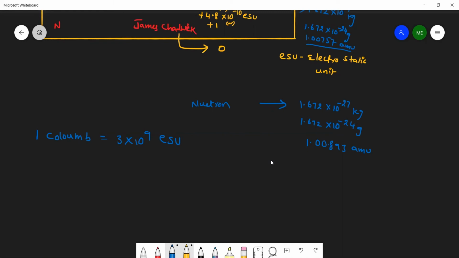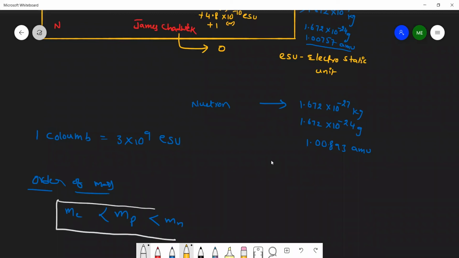Based on that, if you see the order of mass, the mass of neutron should be greater than the mass of proton, than the mass of electron. Why? Because the electron mass is 0.0005, the proton mass is 1.00757 AMU, and for neutron it is 1.00893. So this is the order of mass with respect to the subparticles present in an atom.